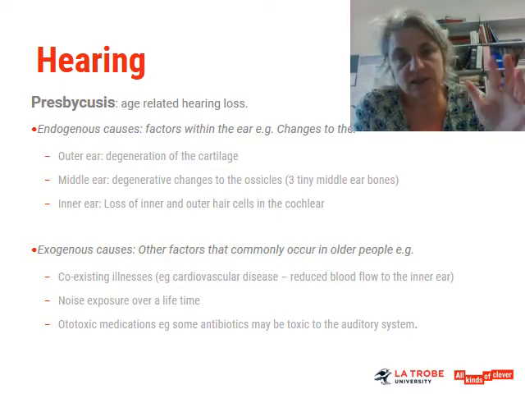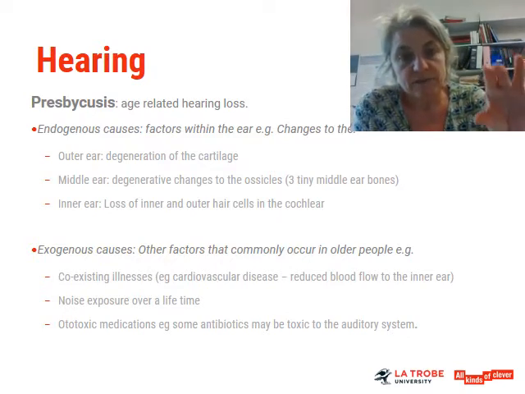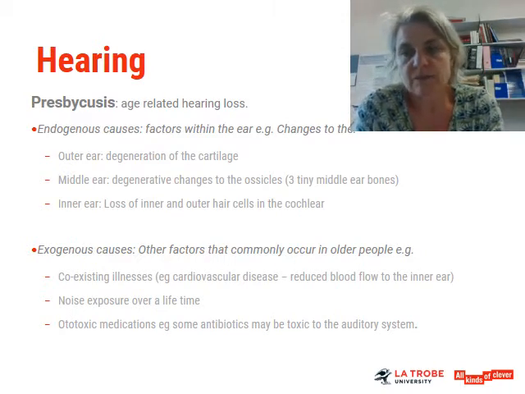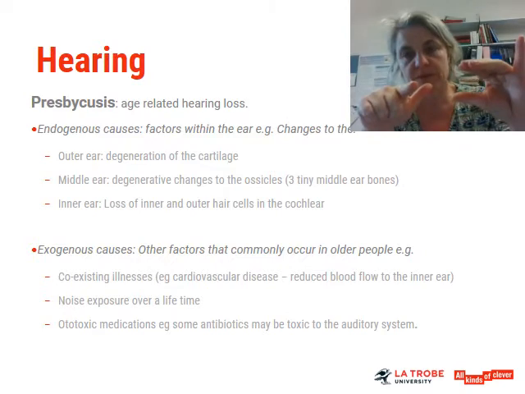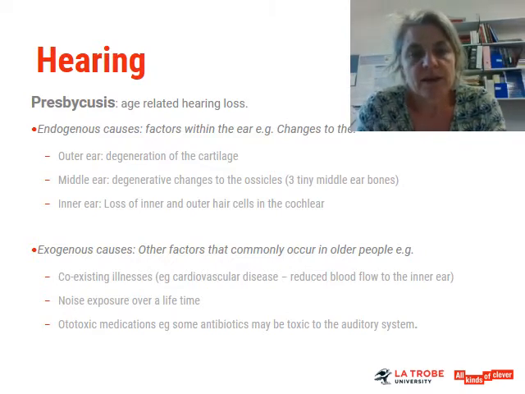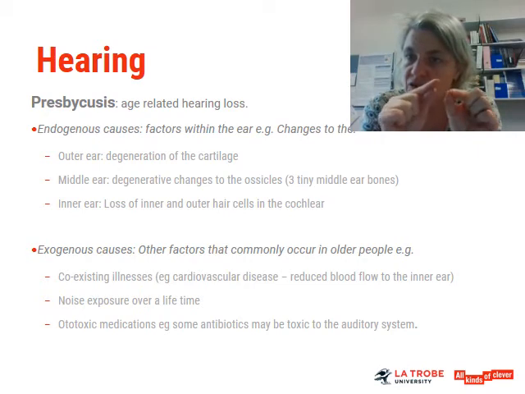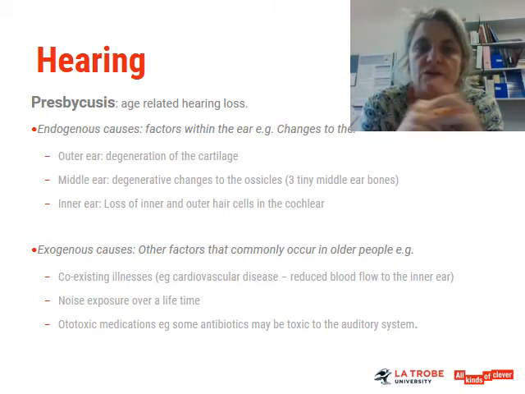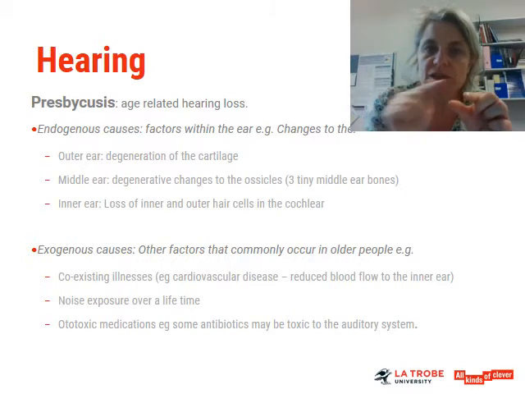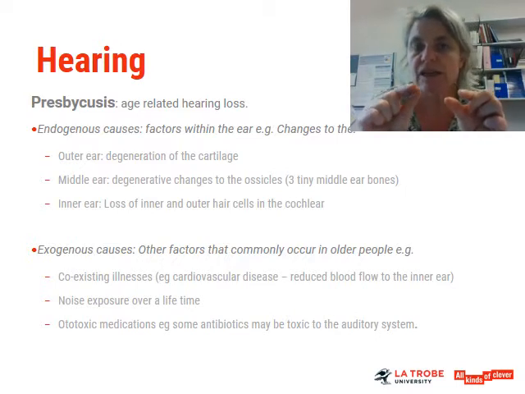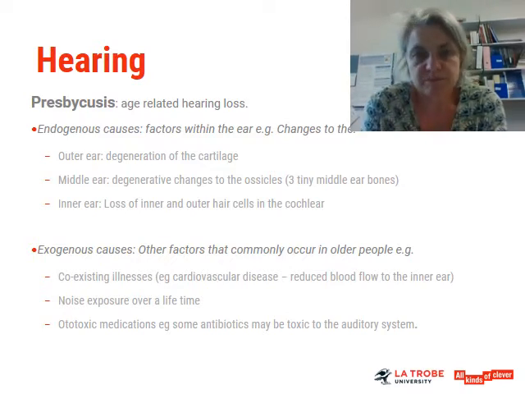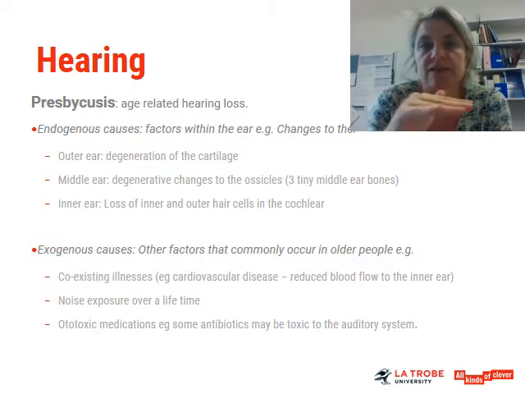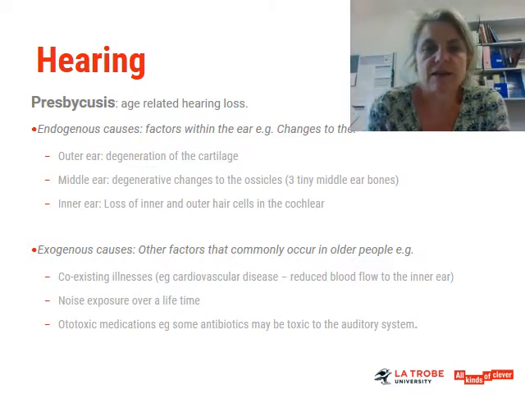The cartilage can get weaker, so the ear canal itself can collapse and be smaller, so there's less space for the sound waves to travel through. The three little bones in the middle ear can also have degenerative changes as we age, which can make them less sensitive to movement, which will also mean that sound is not conducted as well into the inner ear.